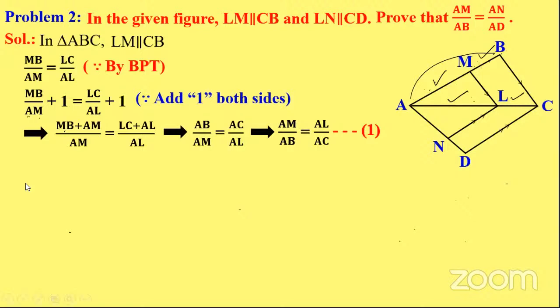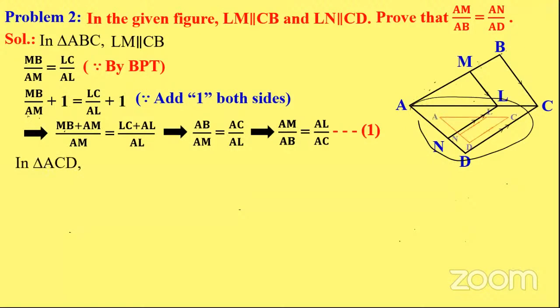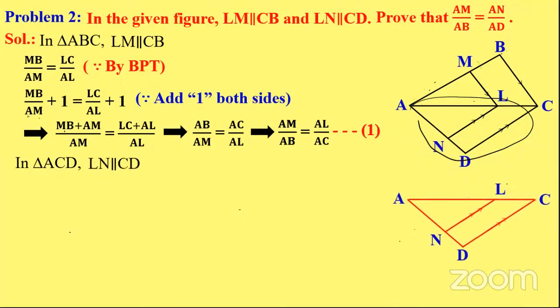Right. This is over. Now I will take the bottom triangle. Previously I took the above triangle. Now I will take the bottom triangle, this one. What happens? Let us check. In triangle ACD, red colored, this is triangle ACD.